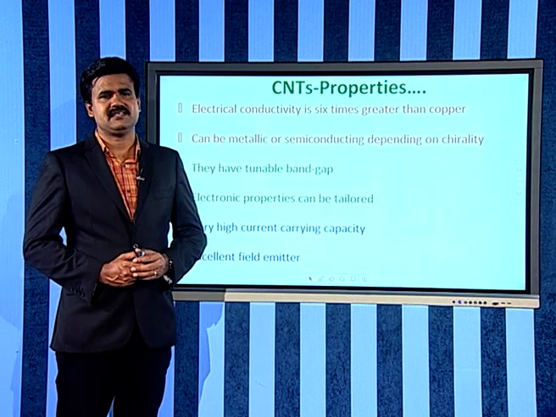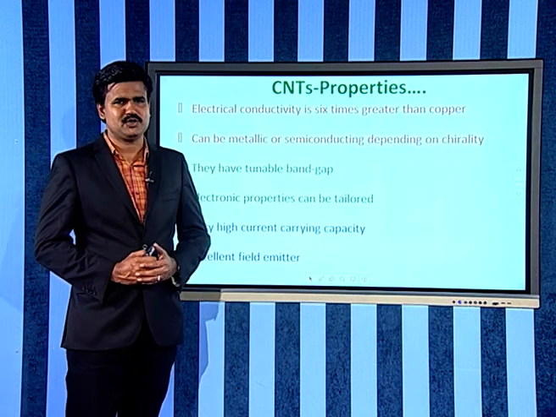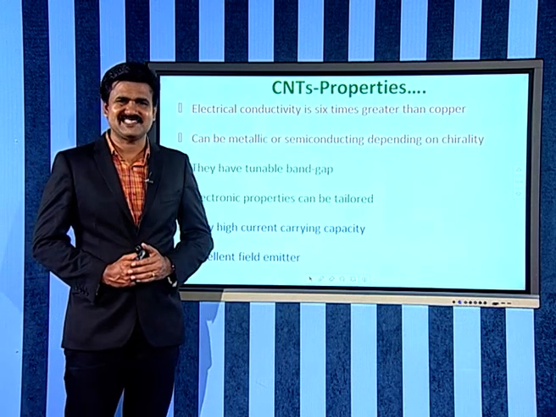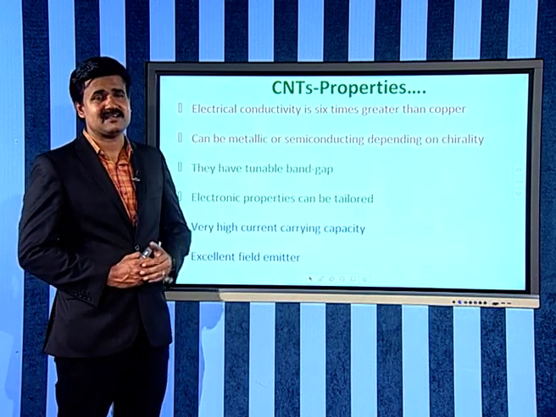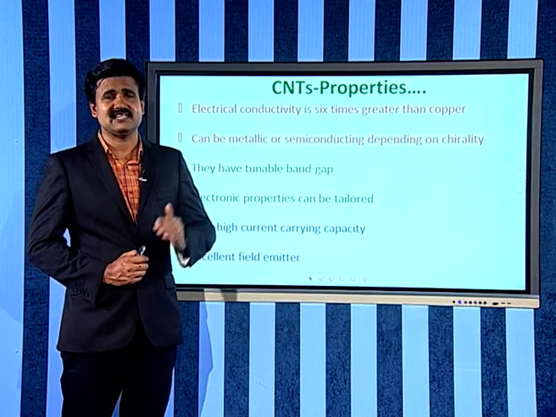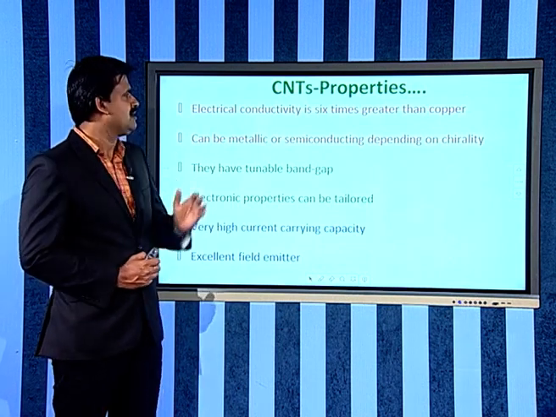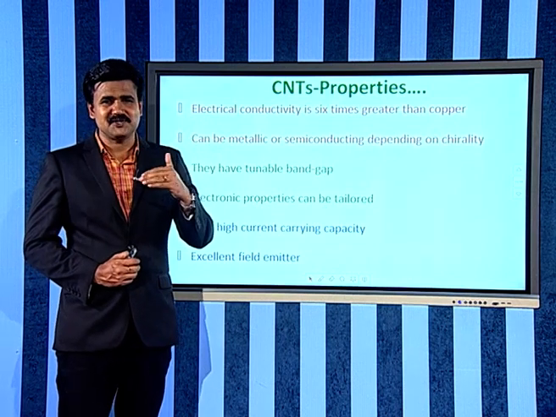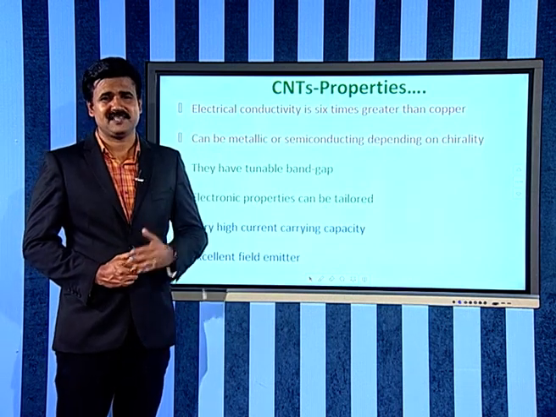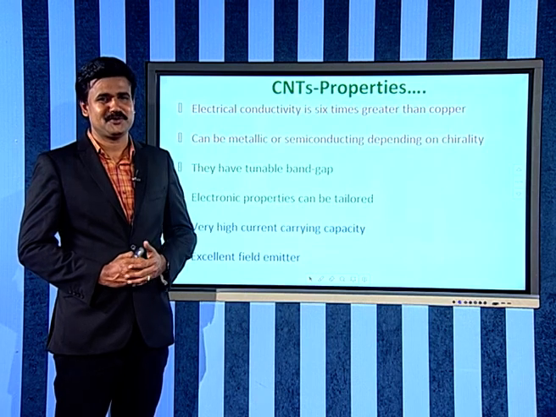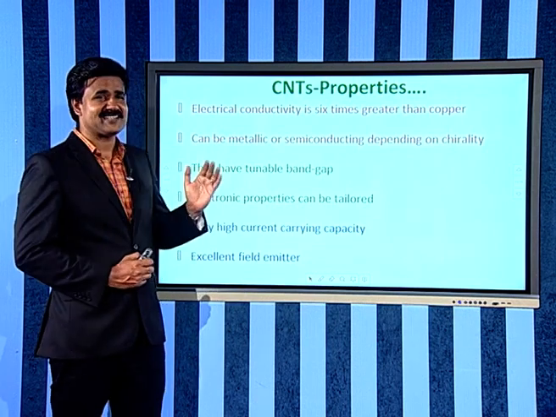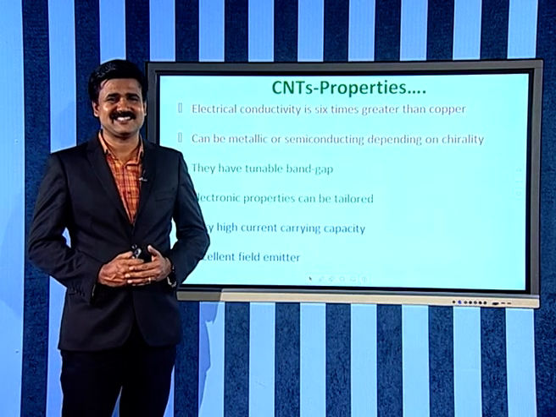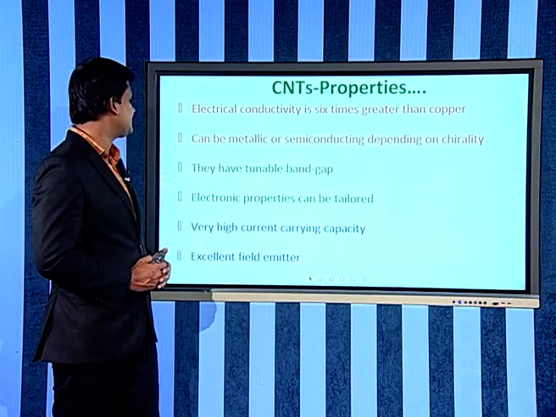Electrical conductivity of carbon nanotubes is 6 times greater than copper. As we are aware, copper is a better electrical conductor, but the conductivity of metallic copper is less than carbon nanotube. That is, carbon nanotube is a very good electrical conductor compared to metals.